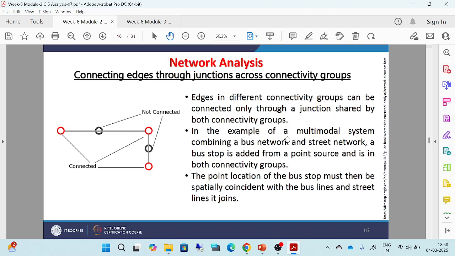So, in this example of a multimodal system combining a bus network and street network, you have a bus network and a street network. A bus stop is added from a point source and is in both connectivity groups. The point location of the bus stop must then be spatially coincident with the bus lines and street lines it joins. So the basic thing is you have two lines, they don't have any connection, but then when a bus stop is added, they are connected. So in this, these points are connected, but these two are not.